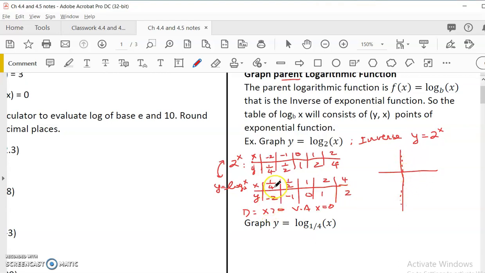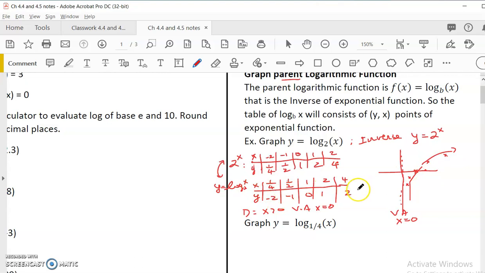And then we'll graph this. At 1/4, really close to it, it goes to -2. At 1/2, it goes to -1. At 1, it doesn't go up, it's 0. At 2, which is here, it goes up to 1, and at 4, it goes up to 2. So the graph in general goes like this, with the asymptote here, the VA x equal to 0. Okay, so that's how you graph a parent function.